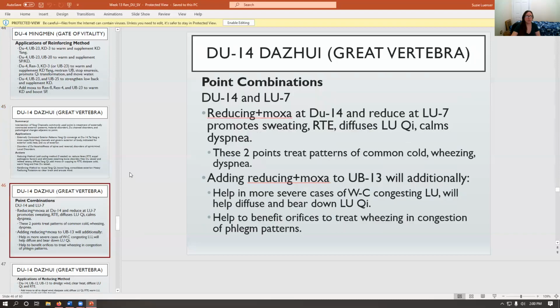Point combinations with Du14: we can combine with Lung 7, great for external invasion. These two points treat patterns of common cold, wheezing, and dyspnea. In addition to releasing the exterior, it's also going to be diffusing lung qi. And then we can add reducing and moxa to UB13. That will help, of course, more with wind cold if we've got moxa. It is a nice, strong point combination, though it can also help benefit the orifices and treat phlegm.